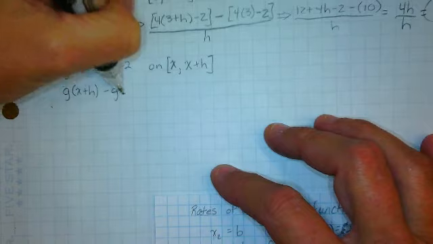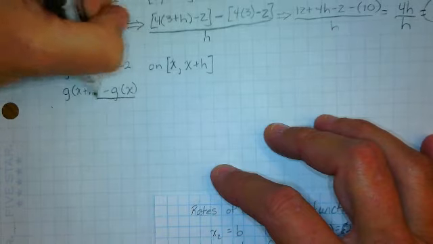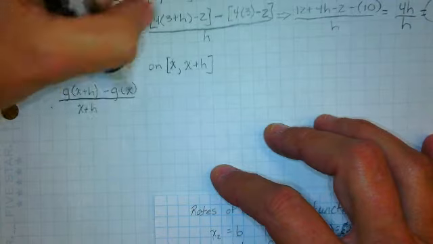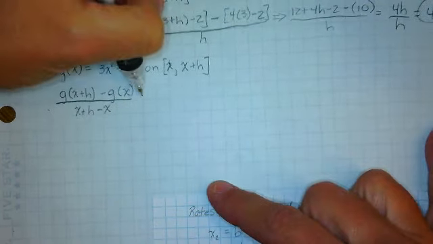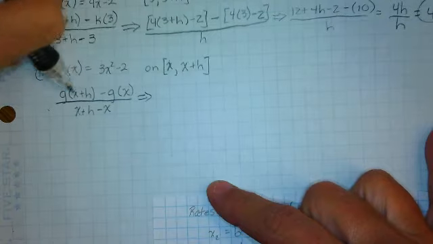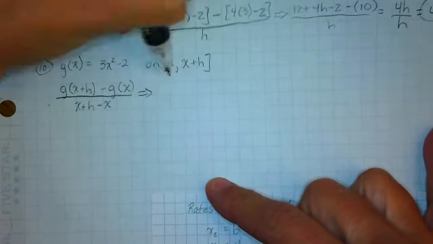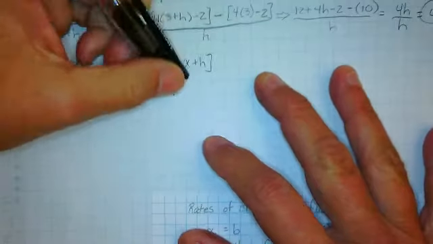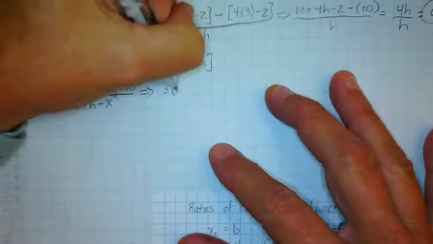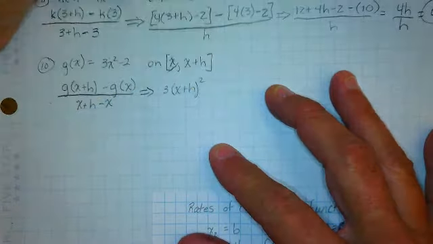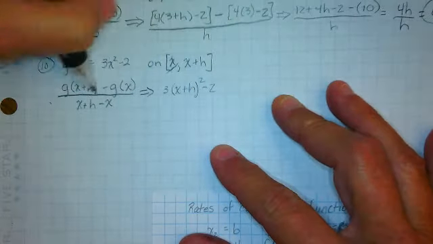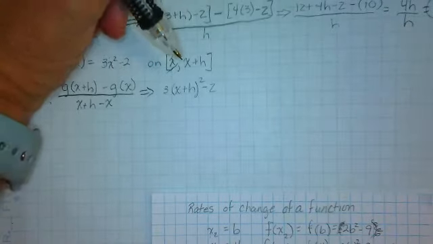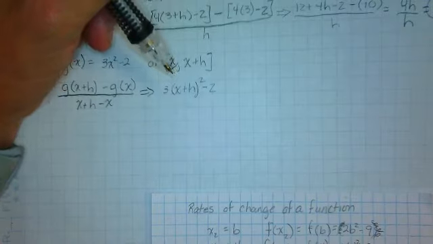First one, remember you're going to have g of your second value, which is x plus h, minus g of your first value, x, over your second value minus your first value, x plus h minus x. So that's going to become, now actually putting x plus h into your function, 3 times, don't forget, be liberal with those parentheses, x plus h, quantity squared, minus 2. That's all what this is.